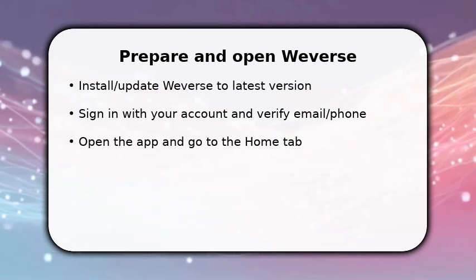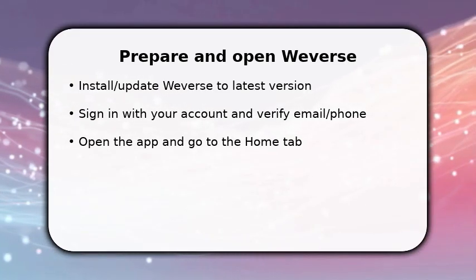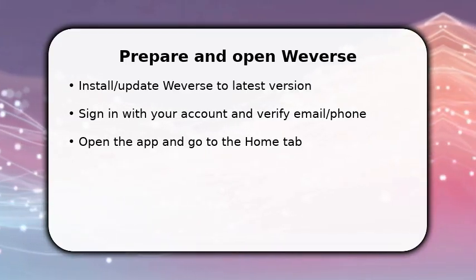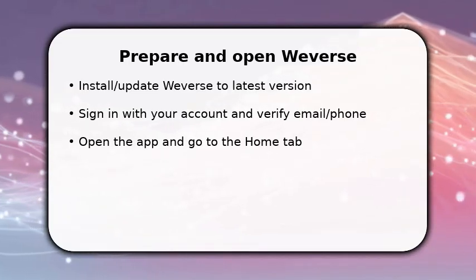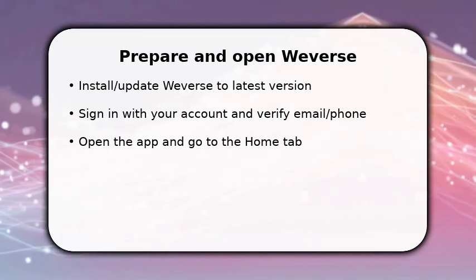You start by making sure Weverse is updated and you're signed in. This avoids permission hiccups. Once done, verify your account details and open the Home tab. Tap the profile icon to access settings immediately. Don't wander through menus. You need to enable app notifications at the system level if prompted.